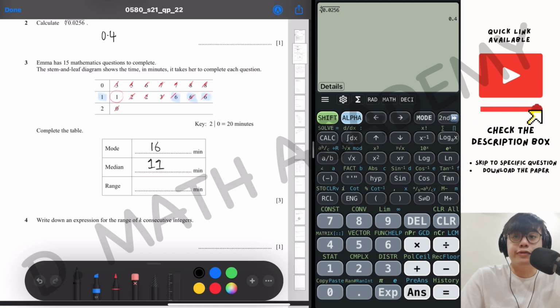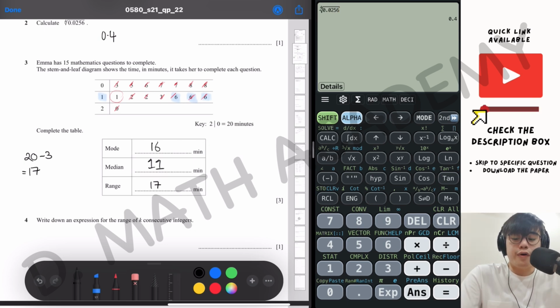As for the next one, regarding the range, you need to take the biggest number minus the smallest one. So the biggest is actually 20 minutes. The smallest time required will be 3 only. So the difference here will result in 17 minutes.